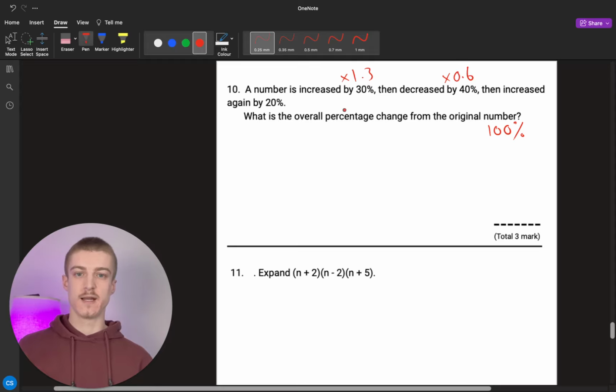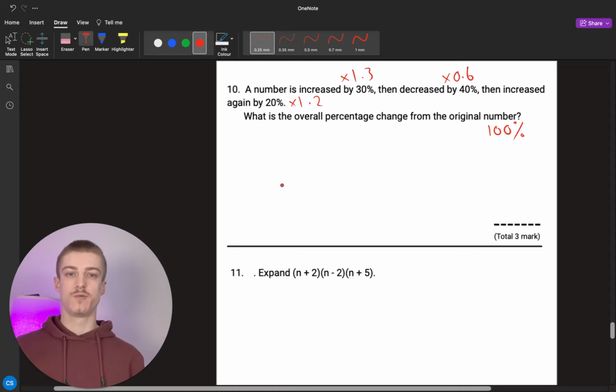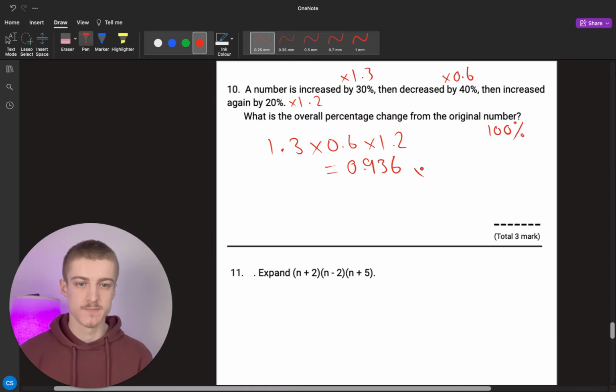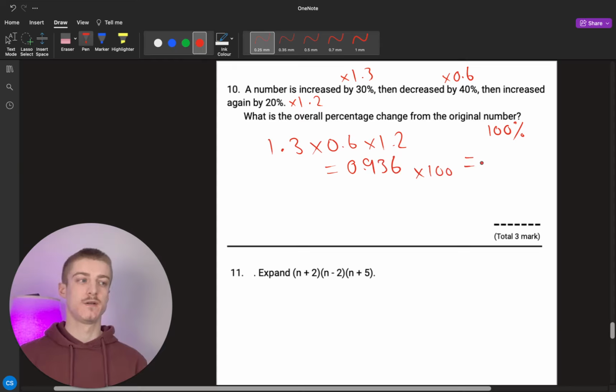So 2 times n plus 2n. Plus 2 times minus 2 is minus 4. Yep, those cancel. We have n squared minus 4. And then we bring down our n plus 5, our third bracket, and we can expand this one now. n squared times n is n cubed, n squared times 5 is 5n squared, minus 4n, and minus 20. That can't be simplified any further, so we've expanded it. There we go, final answer.